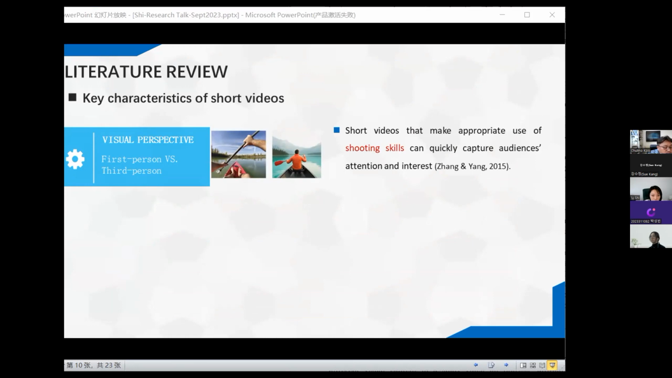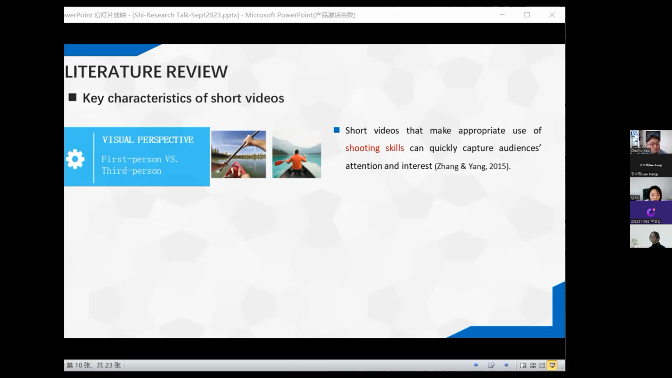So the first variable, visual perspective. As you can see here, we have two pictures, right? I think it's very obvious that they are taken from different perspectives. This one is a first-person perspective. That means you see the picture as if you are rowing the boat, right? And this picture is taken from a third-person perspective.